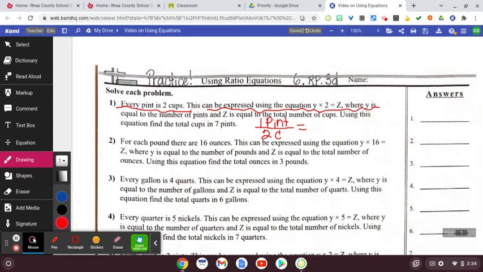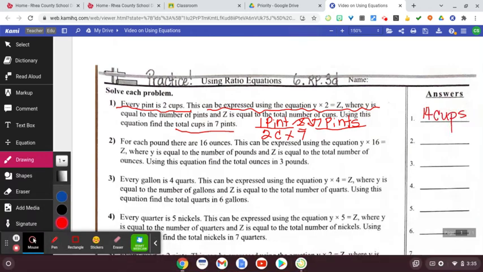So if I wanted to find out the total cups in 7 pints, I can make an equivalent ratio by putting 7 pints up on top because it's associated to our first number up on top. So if I say, well, what's my pattern to go from 1 to 7? I know I'm multiplying by 7. So if I take 2 times 7, this is how I end up with 14 cups.